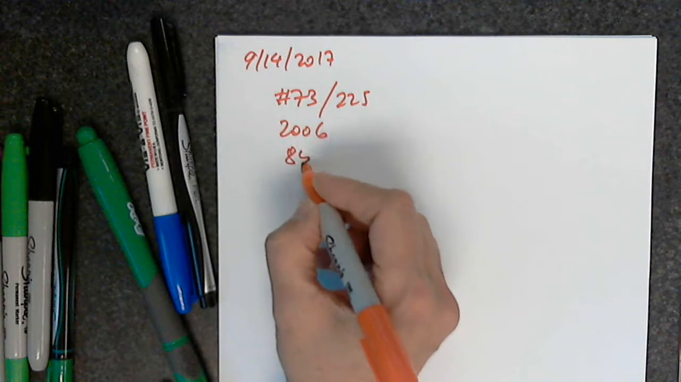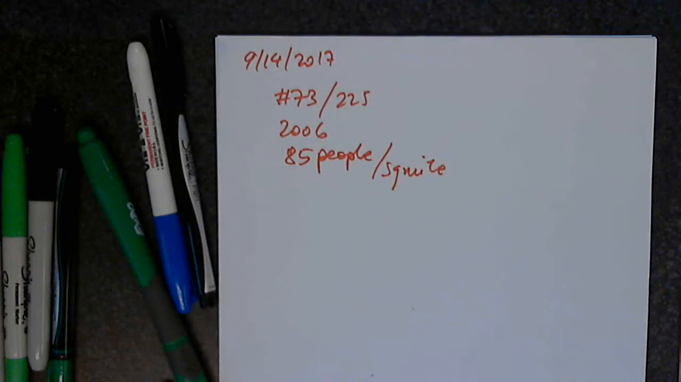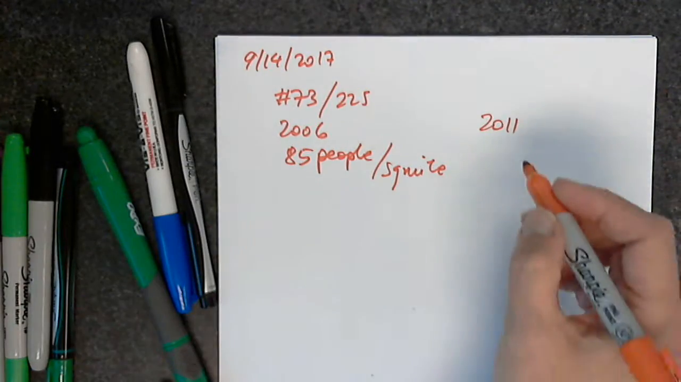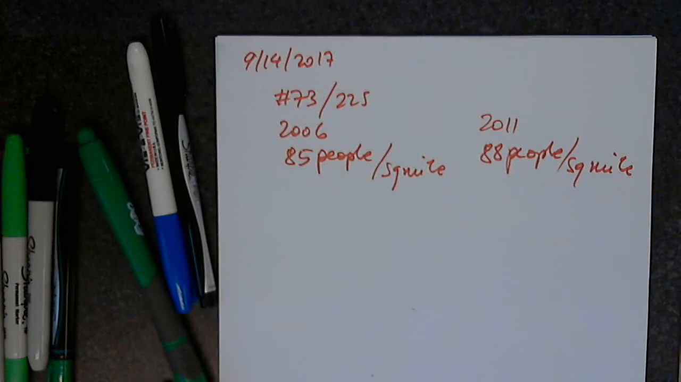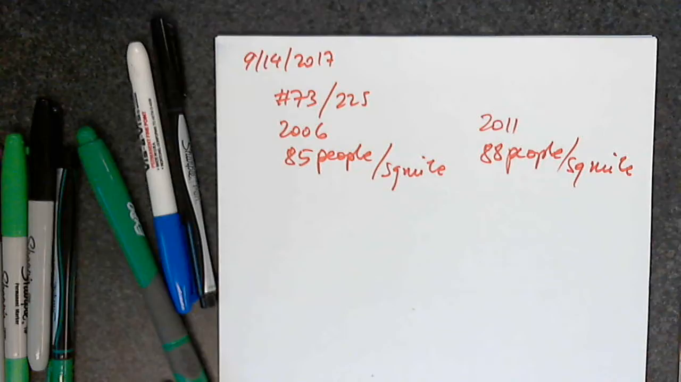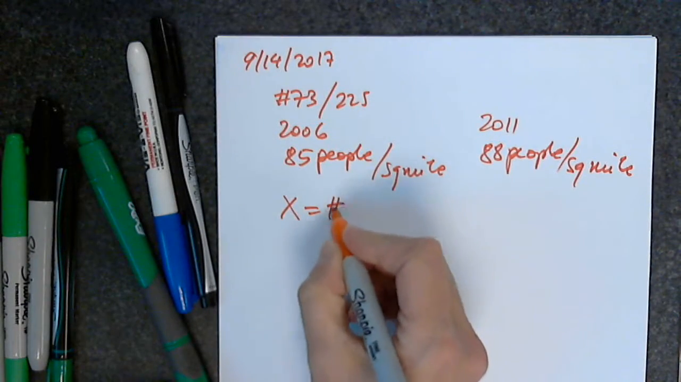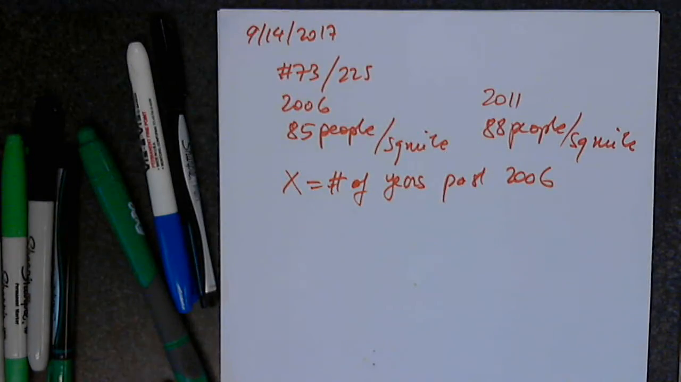In 2006, the US population per square mile of land area was 85. 85 people per square mile. In 2011, the population per square mile was 88. 88 people per square mile. Write an equation describing the relationship between year and persons per square mile. So in 2006 was 85, and it says x represents number of years past 2006.